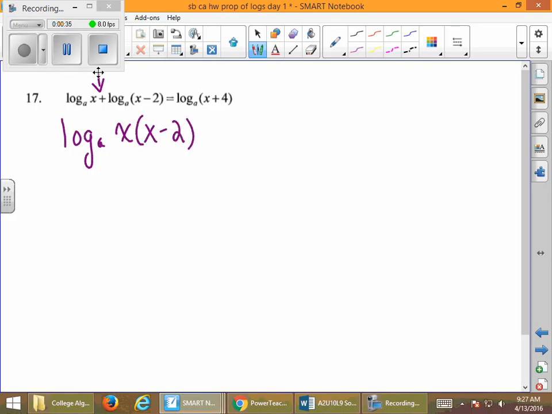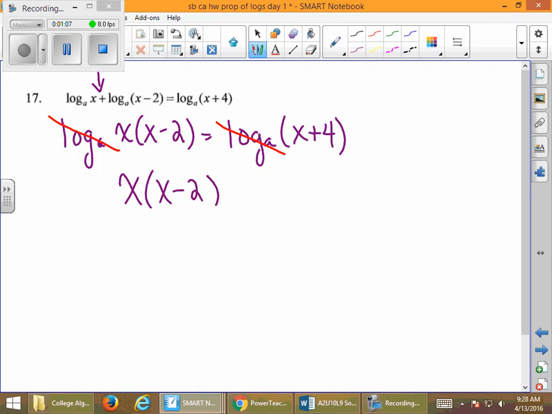We can take x and multiply it by x minus 2. And then we still have log base a on the right side. And now, since we have log base a on the left and log base a on the right, it looks like we're canceling out the log base a's, but we're not really canceling them out. We're ignoring them. We don't need them to help us solve. We need where the variable is, which is x: x times x minus 2 equals x plus 4.